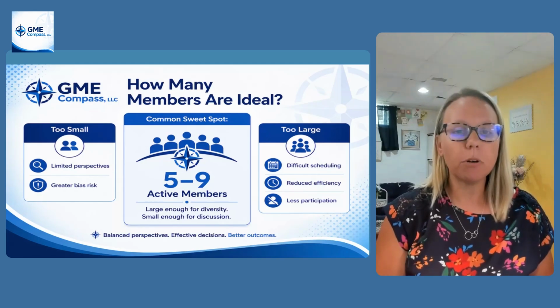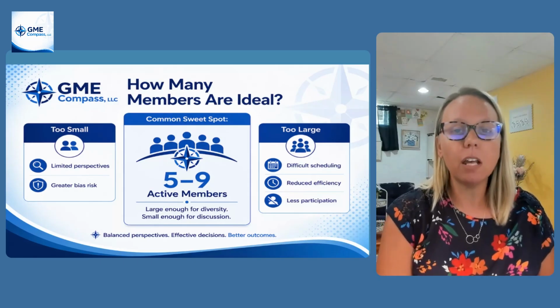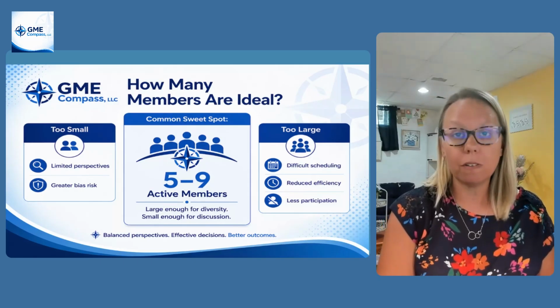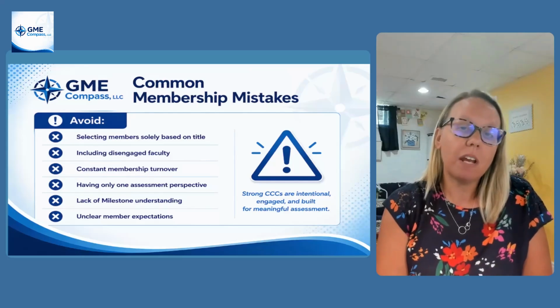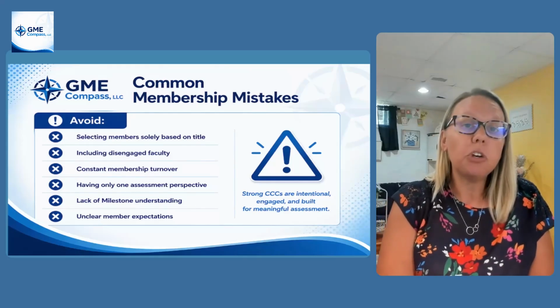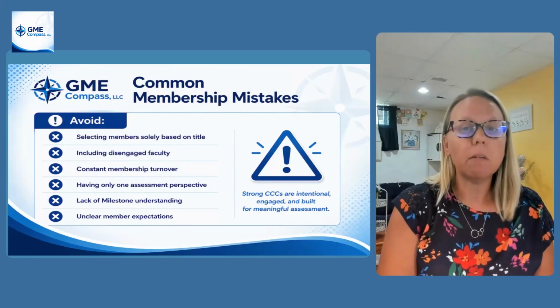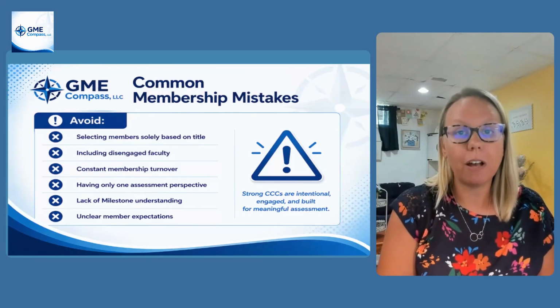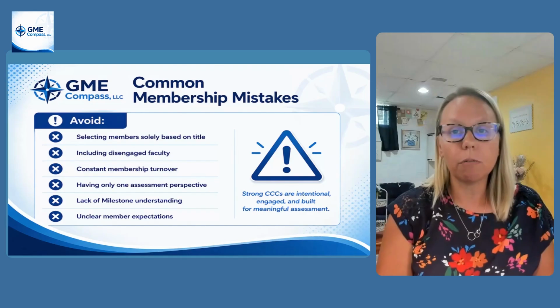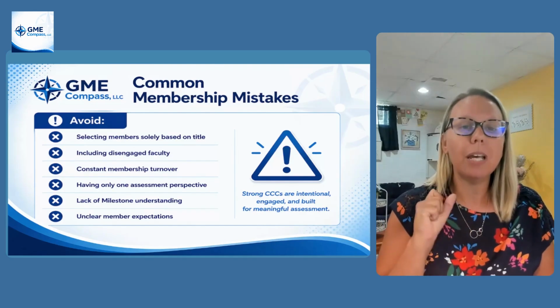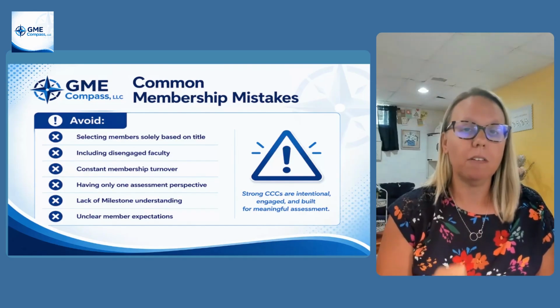5 to 9 members often provides enough diversity while maintaining meaningful discussion. So let's talk about some mistakes that I frequently tend to see. You want to avoid things such as selecting members solely based on their title. That is the first one for a reason. That is probably one of the biggest mistakes that I see.